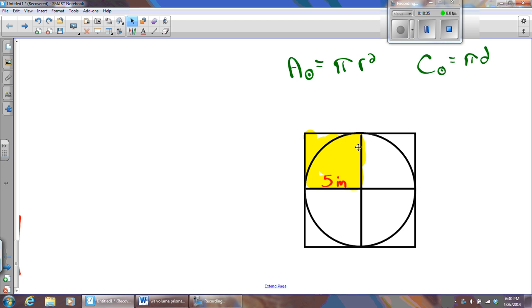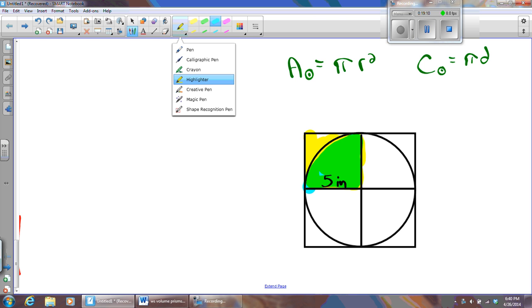Now the problem is, if I multiplied this yellow region by 4, I would get the area of the big square, wouldn't I? That's not the area of the circle. The circle is only this part here, right? This greenish part. Okay. And there are 4 of those, but I'm talking about the radius times the radius, which is the area of the square. So instead of multiplying by 4 to get the area of the circle, it's going to be close to 4. I end up multiplying by pi.